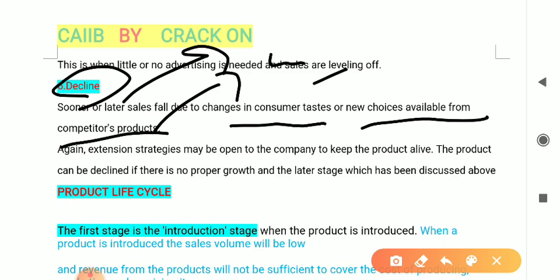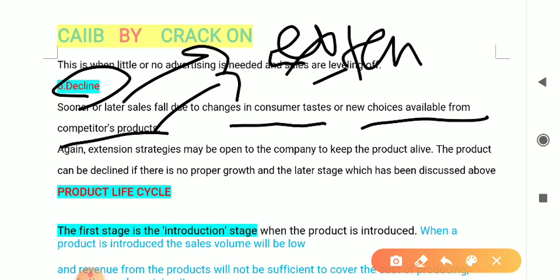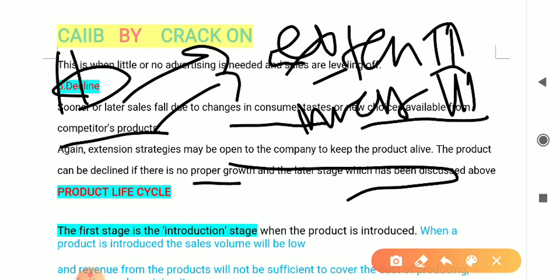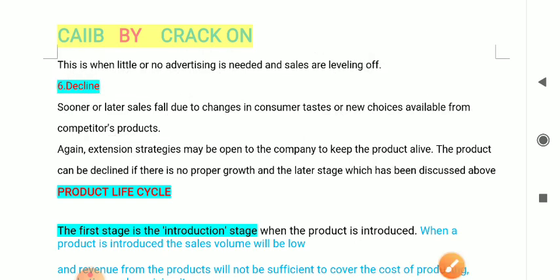Again, extension strategies may be open to the company to keep the product alive. So here also, if you want, you can directly put some more investment and you can do extension. The product can decline if there is no proper growth, as discussed above. So this is the one about the product development processes.